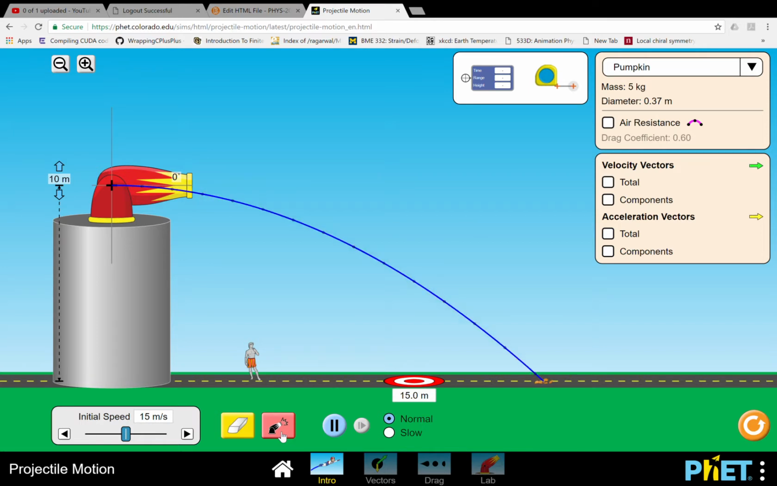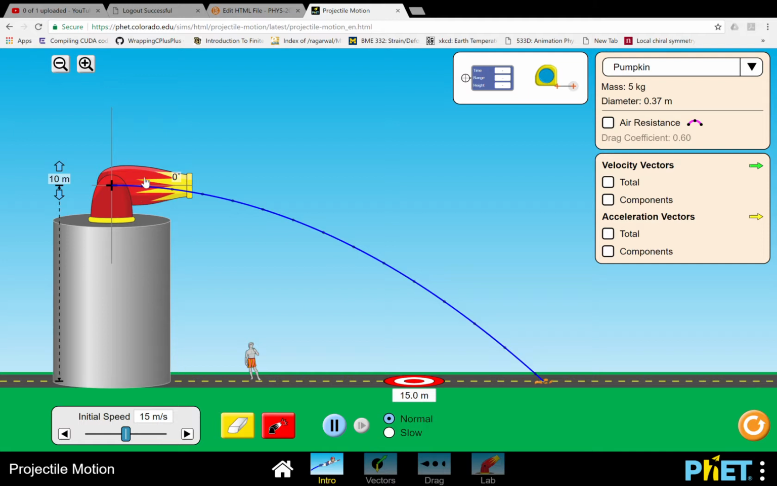So we shot a pumpkin there, and then you see there is this trajectory here. This is a parabolic trajectory, and this is a motion diagram of this pumpkin falling. So this is an example of projectile motion. So let's just see what else we can do. We can change a few things here.